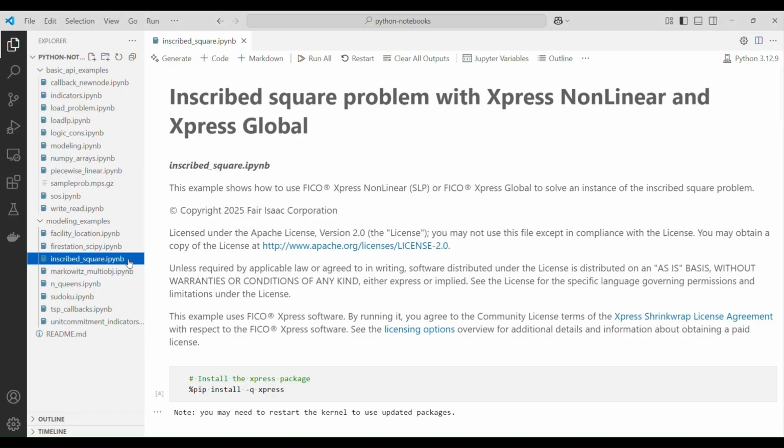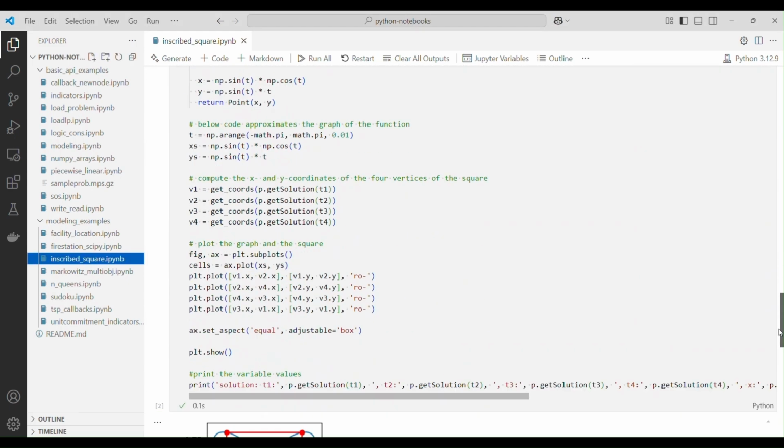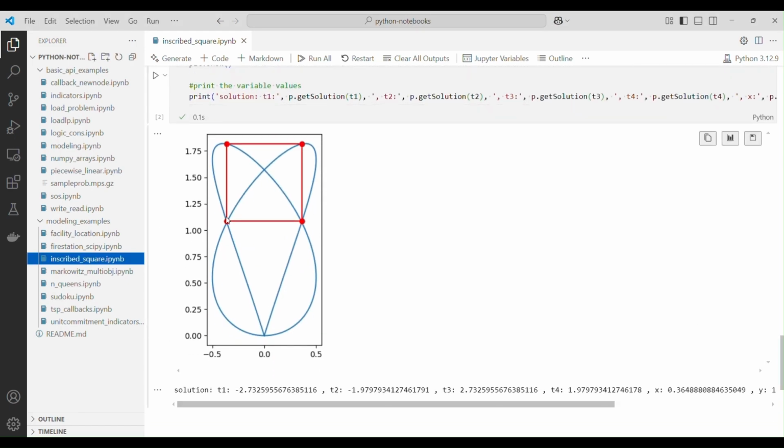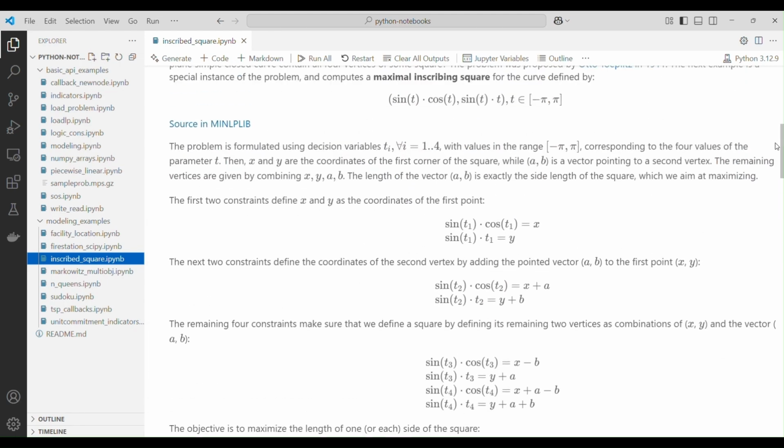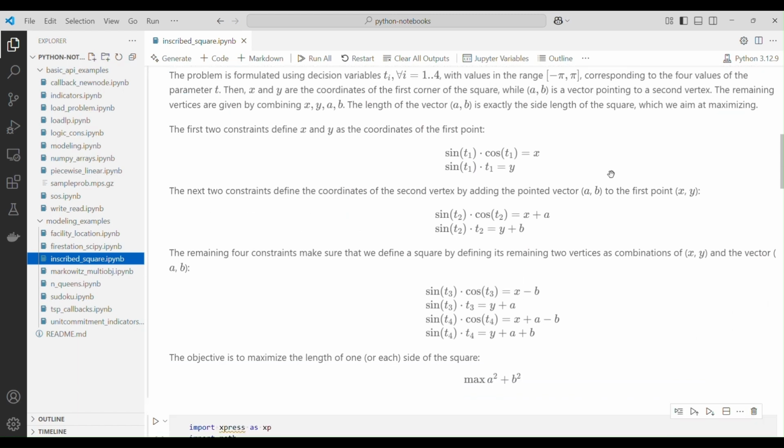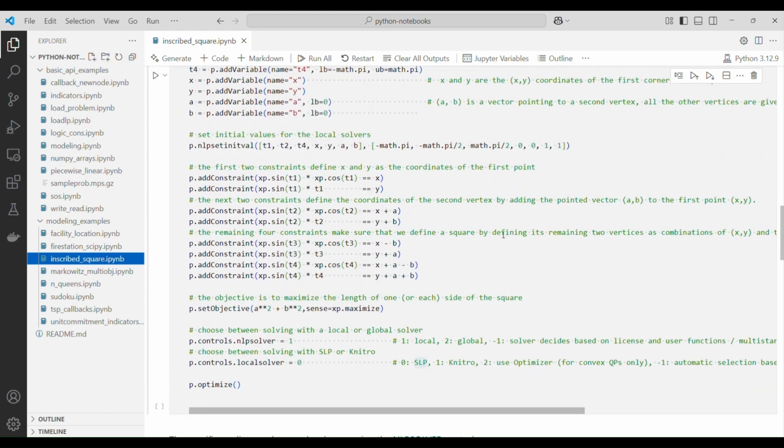The Python notebook example named inscribed square shows how to use Xpress nonlinear or Xpress global to solve an inscribed square problem. In this problem, we aim to find a maximal square whose vertices are inscribed in a predefined nonlinear space. The problem is first formulated mathematically, and then an optimization problem is constructed to represent that formulation.